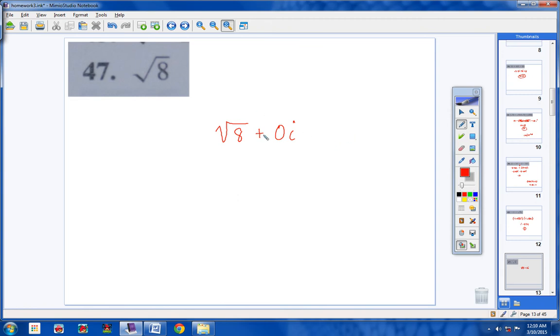There's no need to put a 0. I'm just trying to show you, you do not change the sign of this because it's not the imaginary number part, it's the real number part, okay? So, to be honest with you, the conjugate of the square root of 8 is just square root of 8. Multiply them together and you get 8.